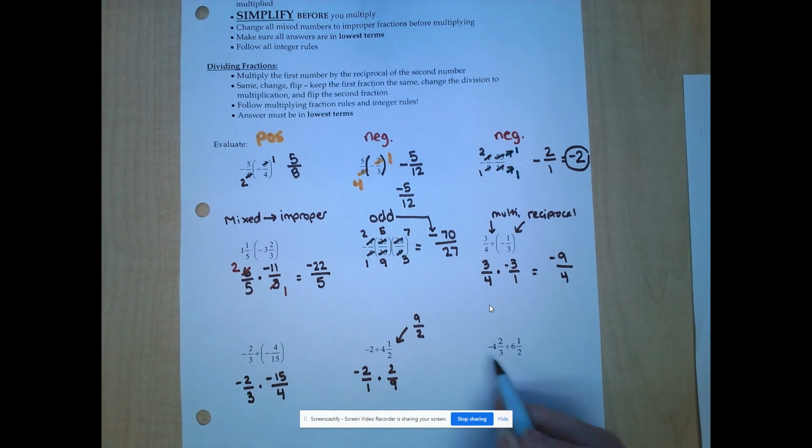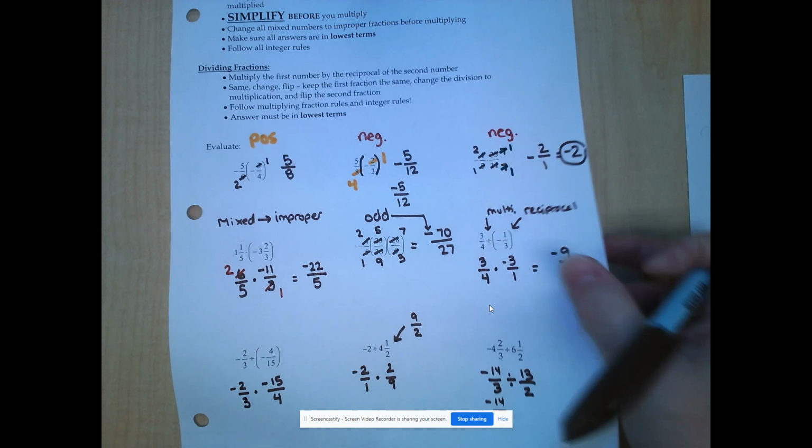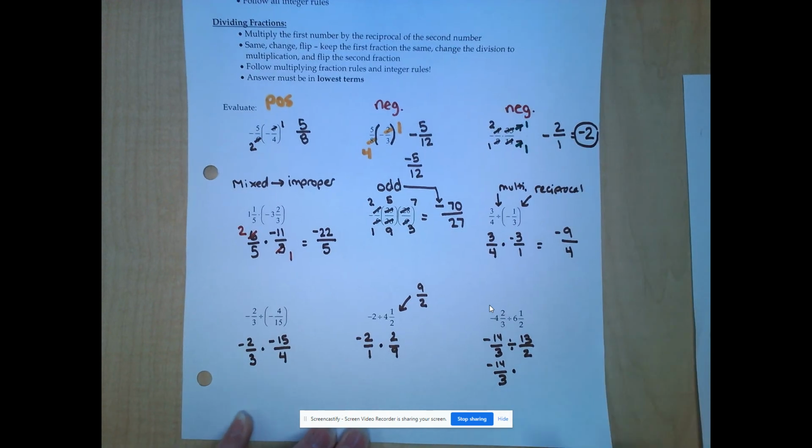Last but not least, this is all mixed numbers. So this one's got to be -14/3. It is divided by 6 times 2 is 12 plus 1 is 13/2. That now can be switched to a multiplication problem. Negative 14 thirds stays the same. Division changes to multiplication, and we flip to get the reciprocal 2/13.